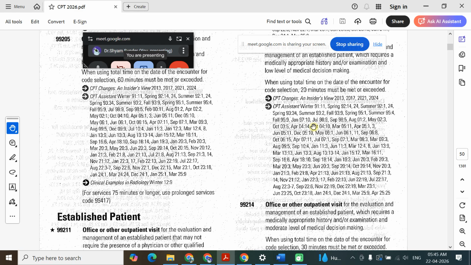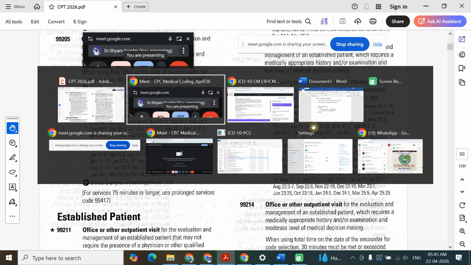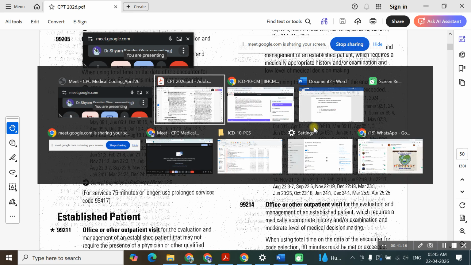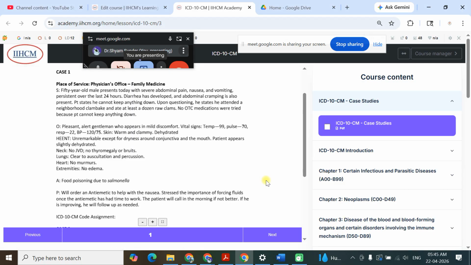Sir, let's say the code is 12345. It'll go along with the modifier. As you mentioned, 22 is for extra long time. So as a coder, we have to put the 22 modifier against the code so that the extra time is taken care of. Yes, there are modifiers specific for E/M and modifiers specifically for surgery. So 22 is meant for surgery codes, not for E/M codes.